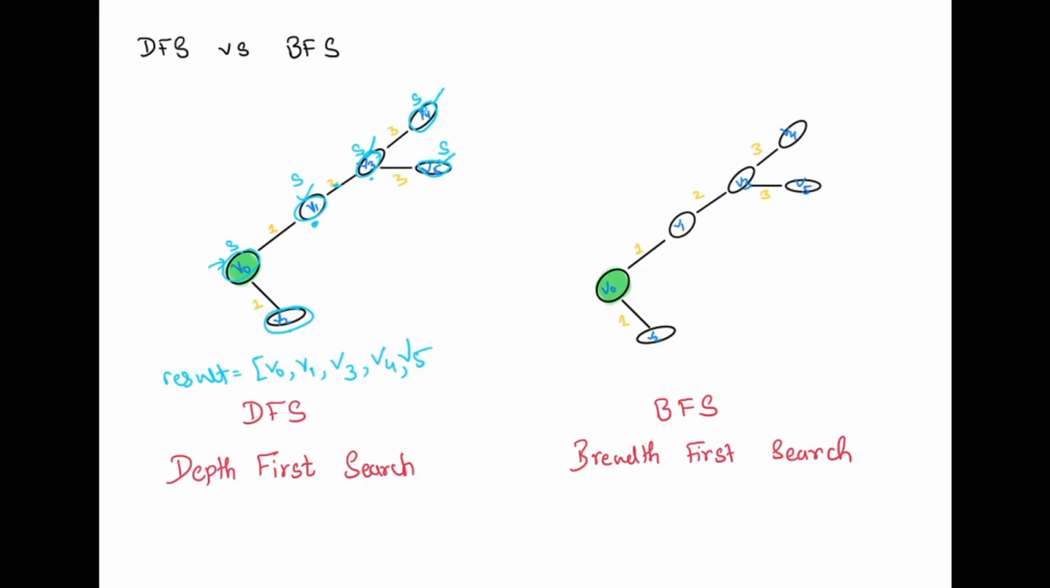While we do so, we add it to the result, and we also add it to seen. And with that we have traversed all the nodes.